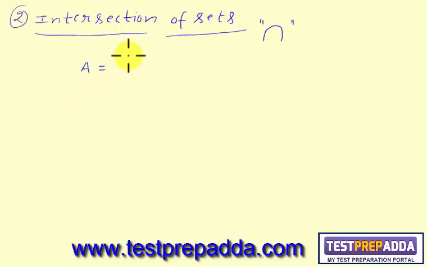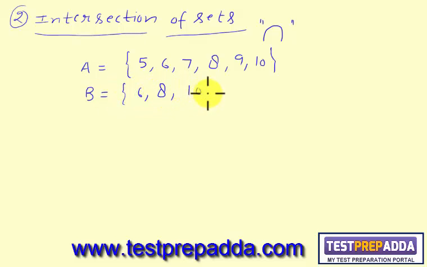Consider two sets A and B. A is equal to 5, 6, 7, 8, 9, 10. These are the elements of set A, and set B as 6, 8, 10, 12, 14. Then A intersection B will result another set which contains all those elements which are common to both A and B, means the elements belong to both A and B.